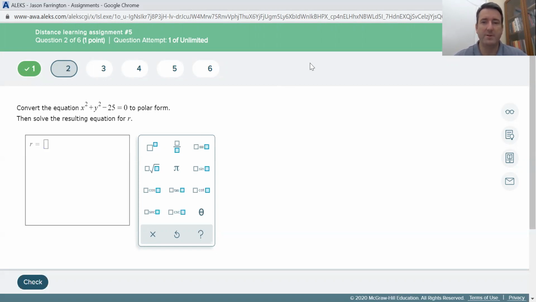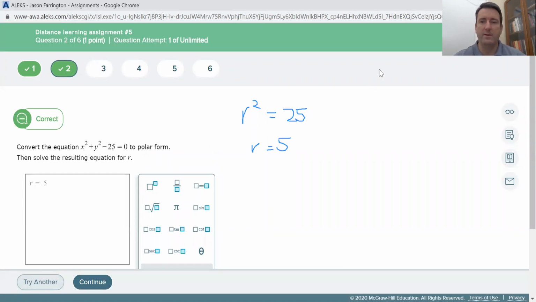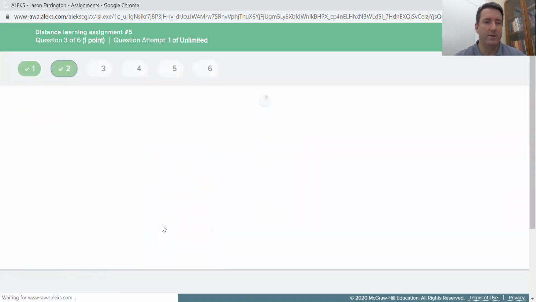So we get r squared is equal to 25. We'll just move that 25 over to the other side and replace that x squared plus y squared with r squared. And so then we can take the square root of both sides, so we get that r is equal to 5. There we go. All right. Number 3.